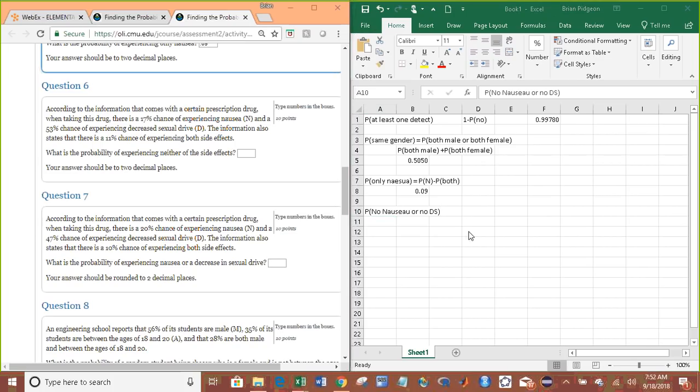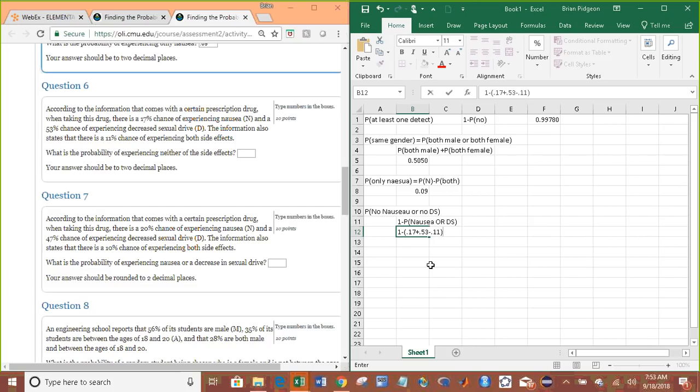Well, thinking of the complement rule, this can say we want neither of the side effects. So this is going to be 1 minus the probability of nausea or decreased sexual drive. And so we know then 1 minus, we can use our rule for OR probability to figure this out. This is going to be the probability of nausea, which is 17%, plus the probability of experiencing decreased sexual drive. But we also have to consider the fact that they can occur at the same time. So we subtract away their intersection.